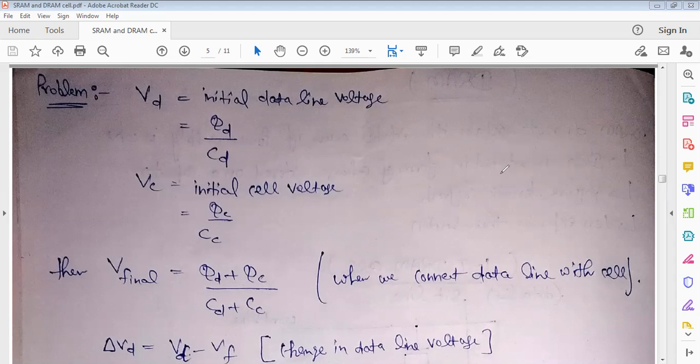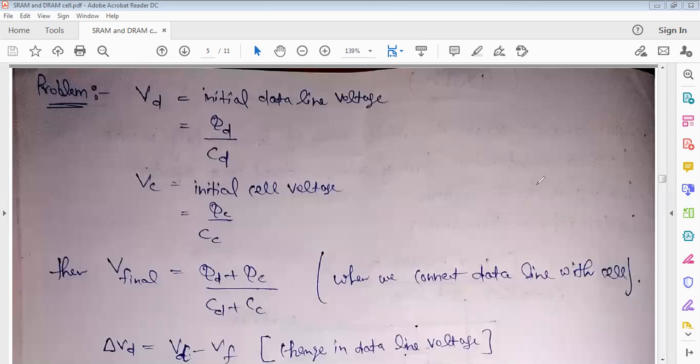Now as the charge is shared between these two, the final voltage at the data line will be total charge divided by total capacitance, that is QD plus QC upon CD plus CC, when the data line is connected with the cell. Is it clear? So here the charge is QC, here the charge is QD, here the voltage is VD, here the voltage is VC.